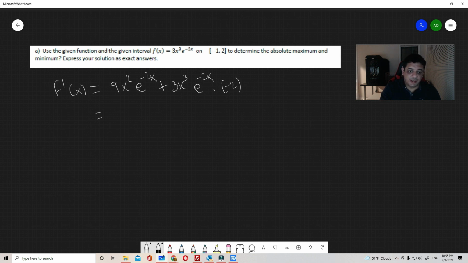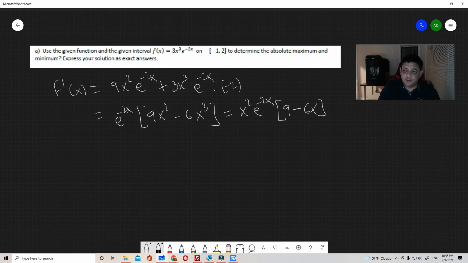Now, if we simplify the derivative a little bit, we can factor out the exponential. And we're going to get 9x squared minus 6x cubed. And so as you can see, we can actually factor some more, and we can factor x squared from there. We get x squared e to the minus 2x, and that's going to leave multiplying by 9 minus 6x. As you can see, these are all continuous functions with no problems on the domain, so we can disregard the options of the derivative not existing.